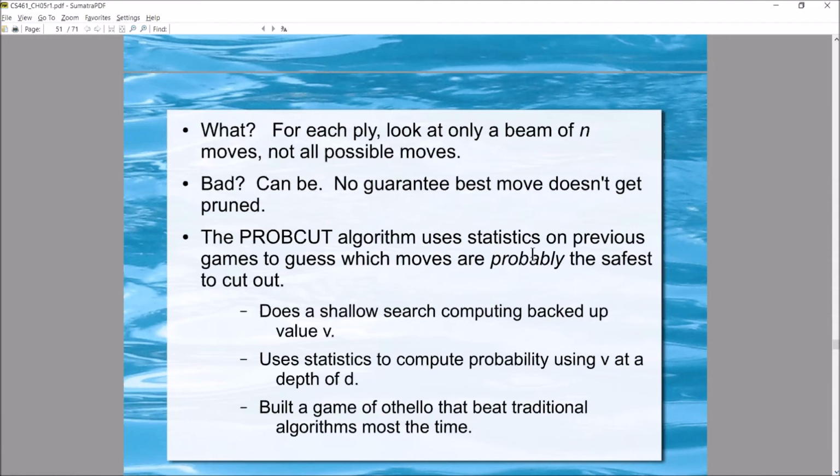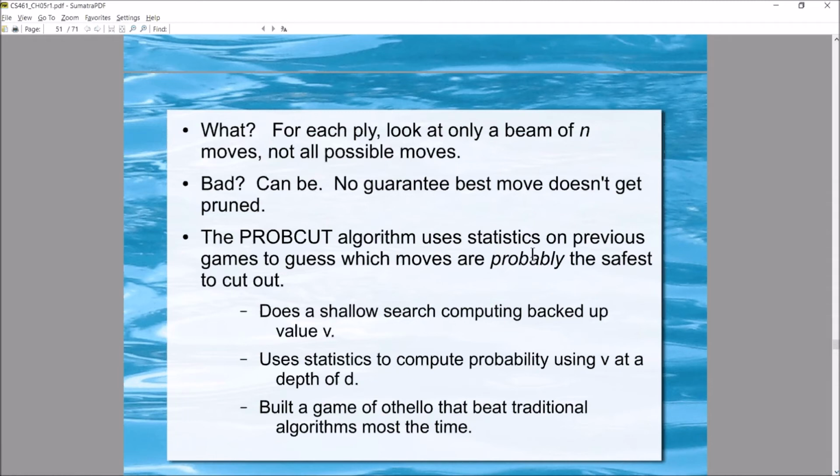So look at only a beam of n moves, not all possible moves. So don't think about every particular action that the AI could take given a particular state. Just say, all right, I'm only going to think about these 3 moves. If you've got your 8 pawns, instead of considering what would happen if I moved all 8 pawns, just have the AI consider 3 of those pawns. Maybe pick them at random, right?